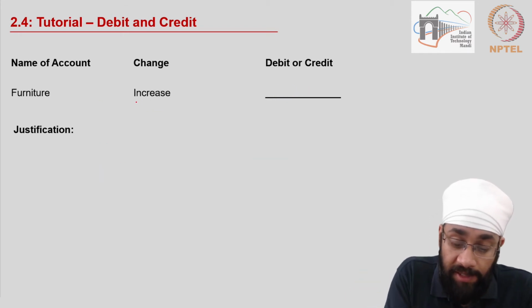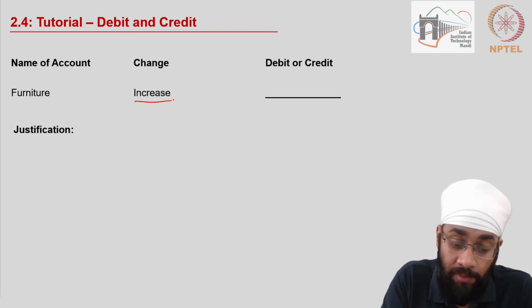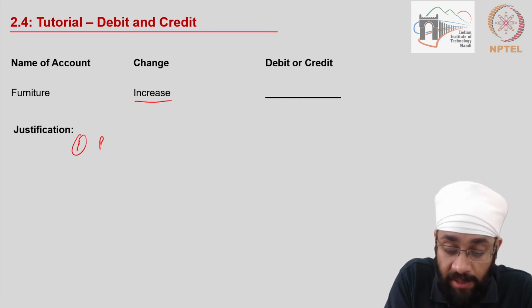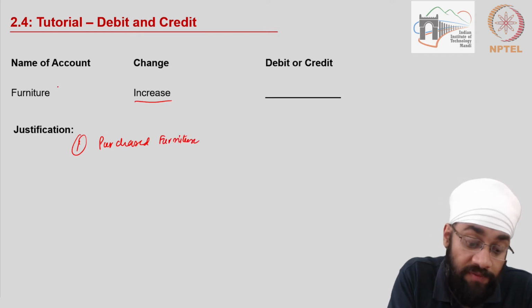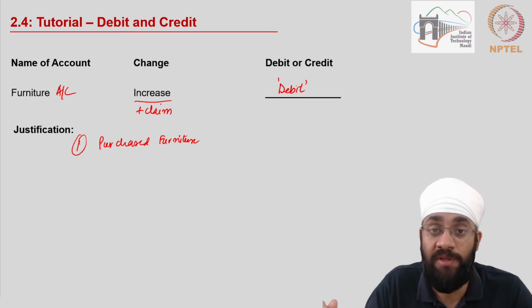Okay, furniture increase. Your claim on the furniture is going up. You purchase more furniture. That is the clear explanation. You purchased more furniture, so in the furniture account, you're going to write a debit because you've paid for it or you will pay for it, and you have an increase in the claim of the business on the use of the furniture.